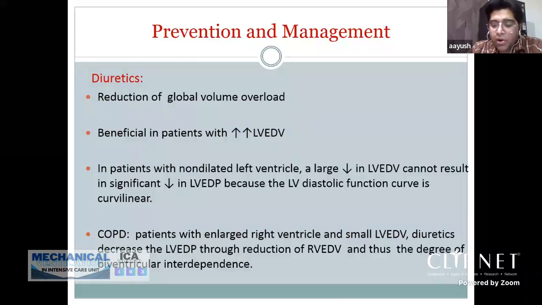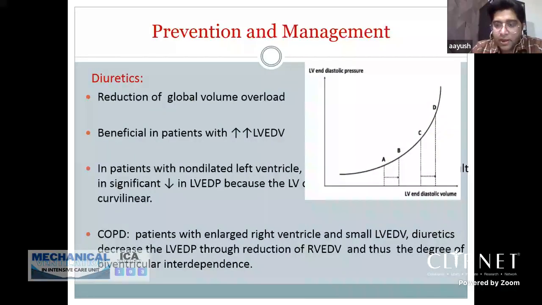In patients with a non-dilated left ventricle, a larger decrease in LV EDV cannot result in a significant decrease in LV EDP because the LV diastolic function, as you know, is already a curvilinear curve. So if the patient is on the flat side, giving too many diuretics might not decrease the LV end-diastolic pressures. What happens in COPD patients is that these patients usually have an enlarged right ventricle because of the increased pulmonary pressures and a smaller LV end-diastolic volume. So giving the patient diuretics will decrease the LV end-diastolic pressure by the reduction of RV end-diastolic volume and also by the degree of biventricular interdependence.